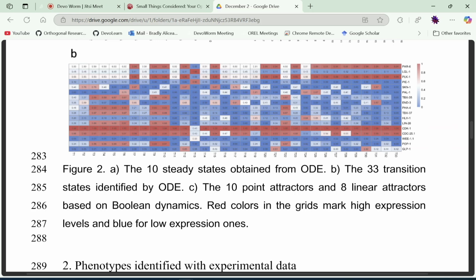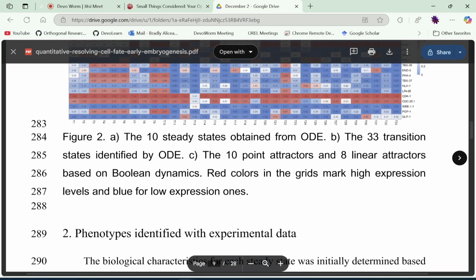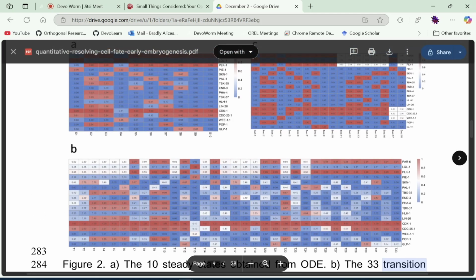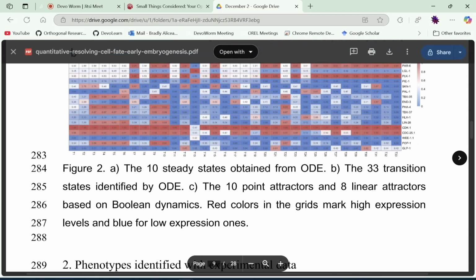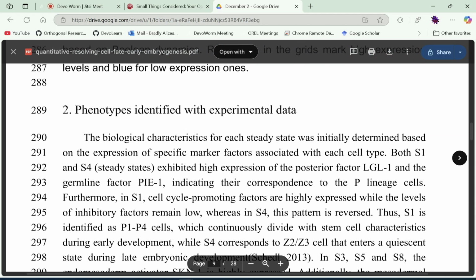And then C, okay, now C is the top here, never mind. Those are the 10 point attractors and 8 linear attractors based on Boolean dynamics. So you have 10 point attractors and 8 linear attractors. They're just different ways in which they are stable. Red colors in the grids mark high expression and blue for low expression. Okay, so then they did that.